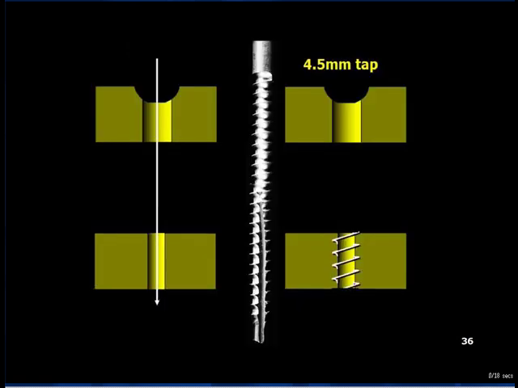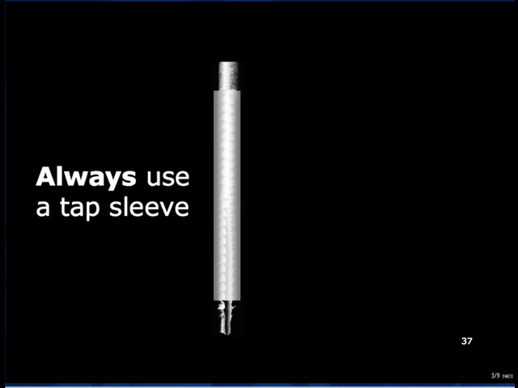Following depth measurement, the correct length of screw is chosen. The final step is to tap the far cortex. This is a precision maneuver, and the use of the tap requires great skill and surgical discipline. The tap must never be used in a power tool. The tap should only ever be used through a tap sleeve. Not only does this protect the soft tissues, but it controls the alignment of the tap.